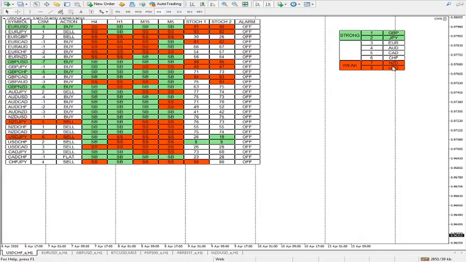So if you are to trade today, ensure you trade a combination of either the British pound and the New Zealand dollar, or British pound and the US dollar, or Japanese yen and New Zealand dollar, or Japanese yen and the US dollar. So that's according to the strength meter.